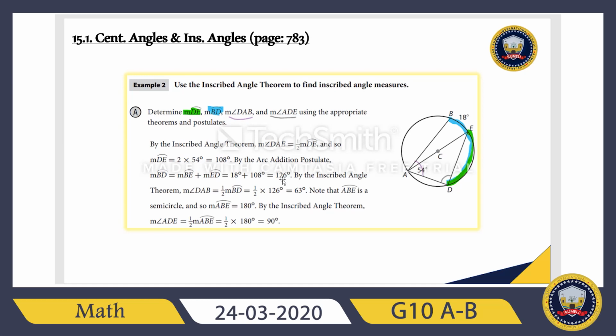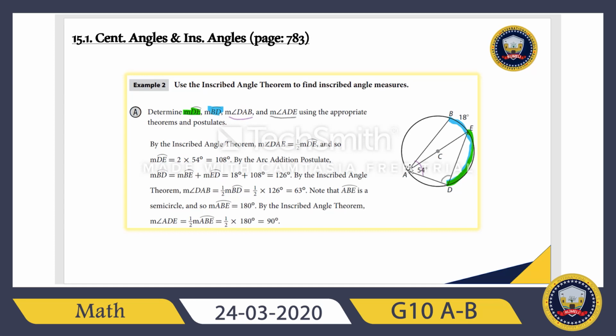Now, let's go to the angles. The angle DAB, where is DAB? How can I find it? It is DAE plus EAB. So this total angle is equal to this one plus the small one. Let's look for the small one first.